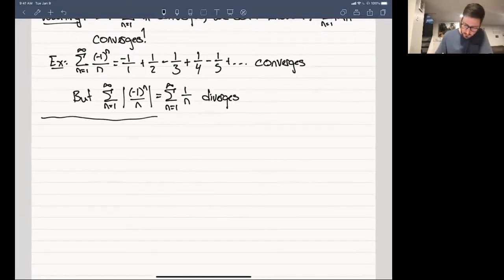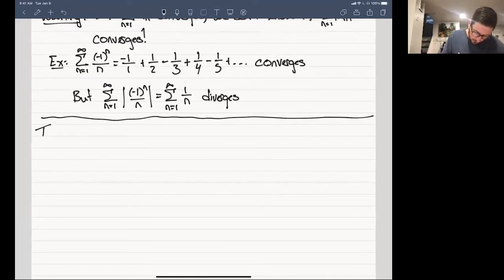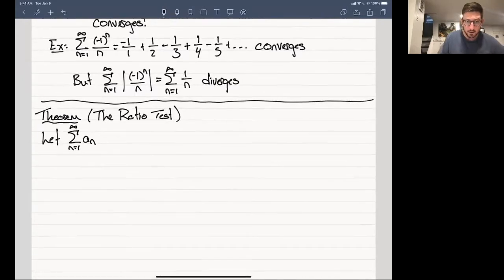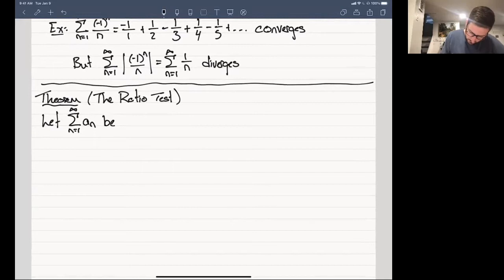So this is an important piece that we have to be very, very careful of. Okay, let's look at another type of test. And this one is called the ratio test. So let me give you the theorem. The theorem says, so first of all, it's called the ratio test. The nice thing is we have names for all of these tests so that we can evoke them very, very easily in our work. So let the series a_n be any series.